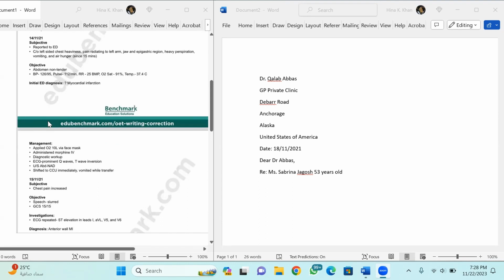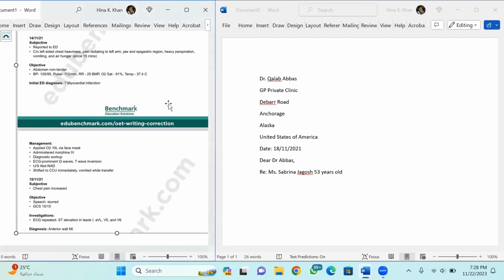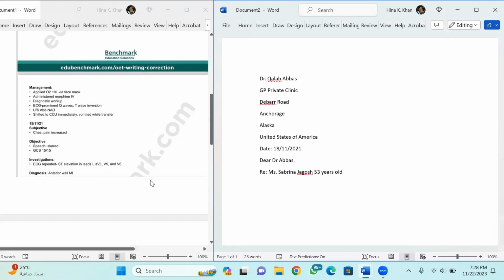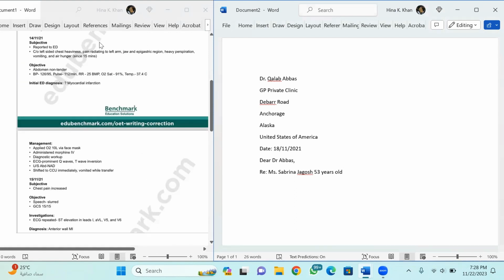Now the subject is on the 14th. This is the date. Let me close this, wait. Okay, so this is the date when the patient came first. Okay, now we will just write the introduction. Okay, then what was the patient having? Okay, she was having heavy perspiration, vomiting, and this pain, chest pain, in the epigastric region and the jaw.